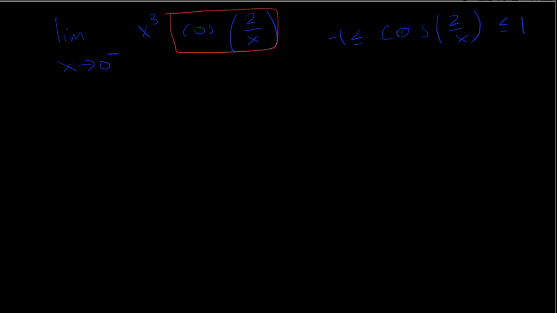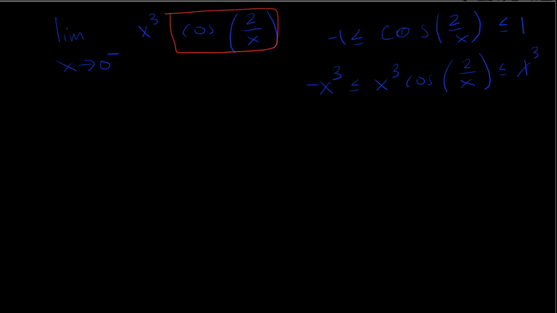So all I need now is to multiply by x cubed. So if I multiply by x cubed, I get negative x cubed less than or equal to x cubed cosine 2 over x less than or equal to x cubed, sorry.